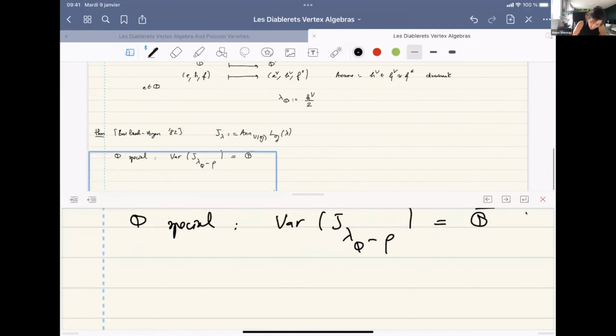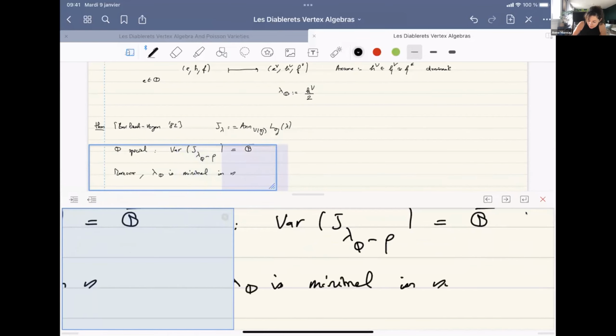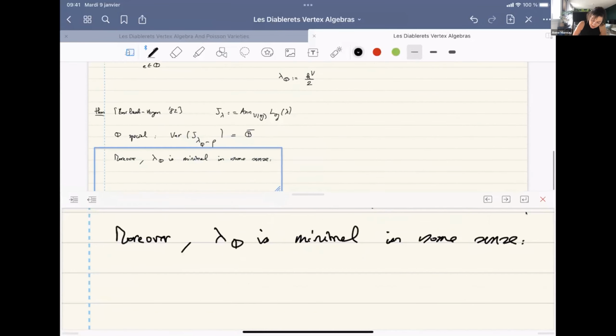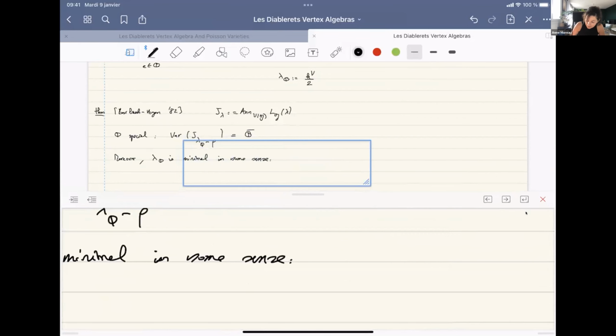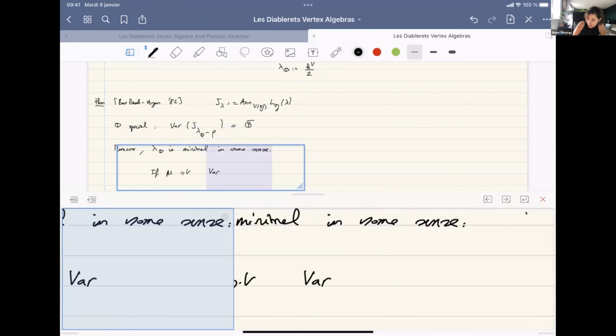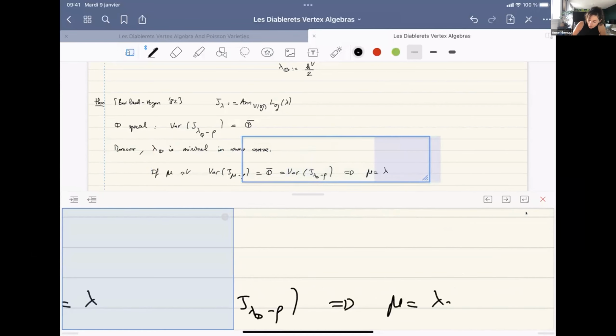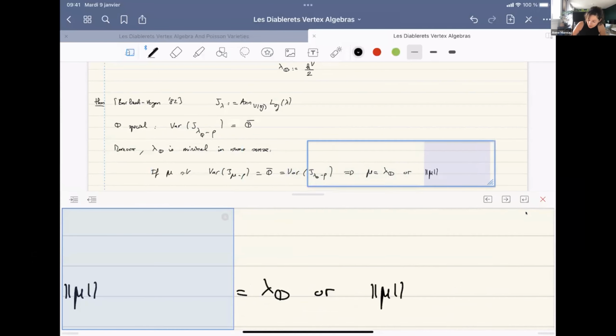And moreover, this lambda is not unique, of course, satisfying this, but lambda O is minimal in some sense. So in particular, it implies that if mu is a weight such that the associated variety is the same, which is the closure of O, then either mu is lambda O or the norm of mu is strictly bigger than that of lambda O. So it's minimal in this sense.